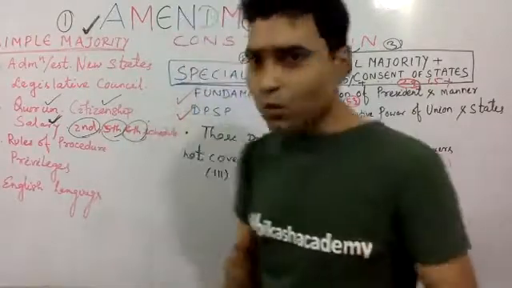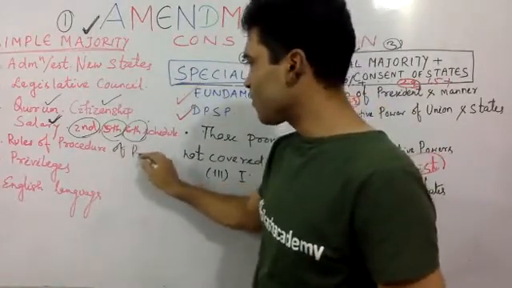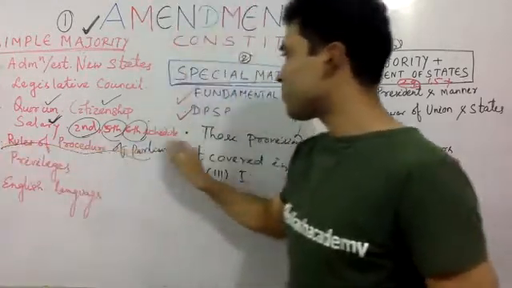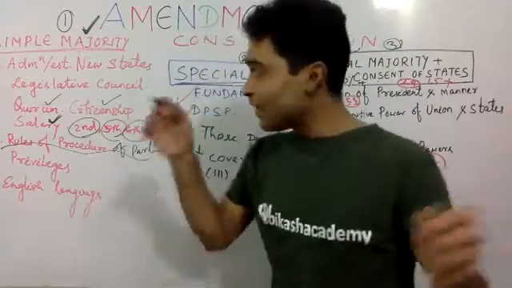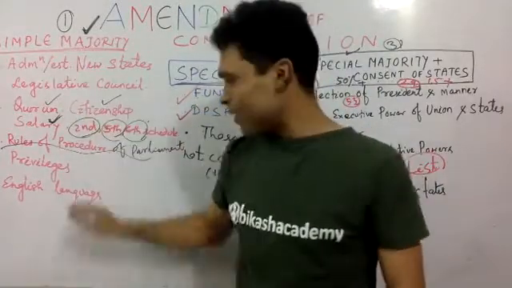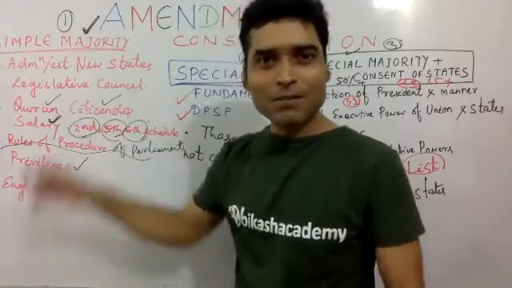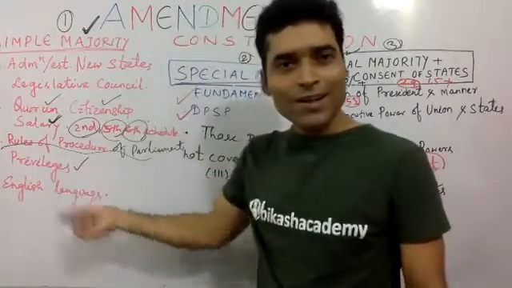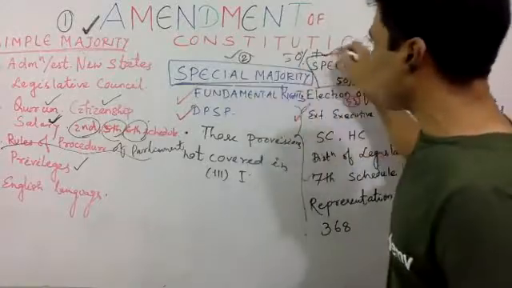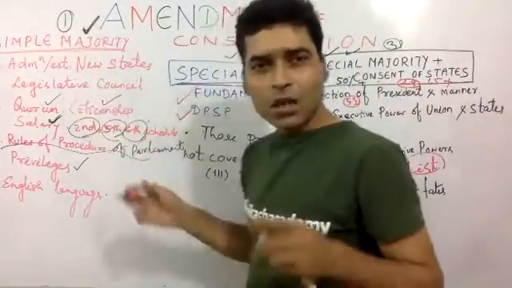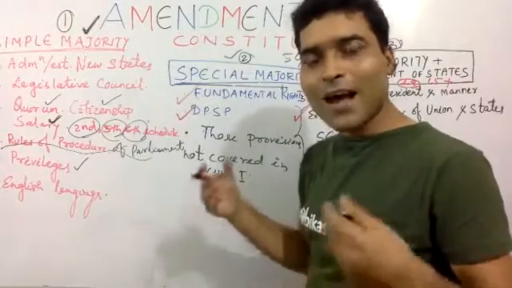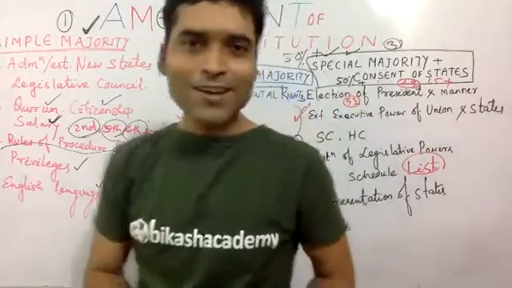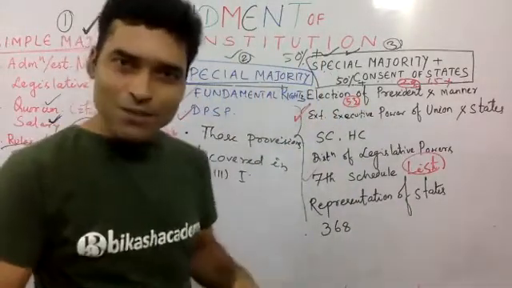And after that, rules of procedure of parliament can be amended by simple majority. Right? There are certain rules and procedures in parliament that can be amended by simple majority. Even parliament privileges can be amended by simple majority. And finally, use of English language. Other things are also there, right? I have told you, if you memorize this one, then automatically this is coming. Some things you have to mug up. Otherwise, how will you understand all those things? Anyway. So use of English language comes under this simple majority. I hope this is clear.